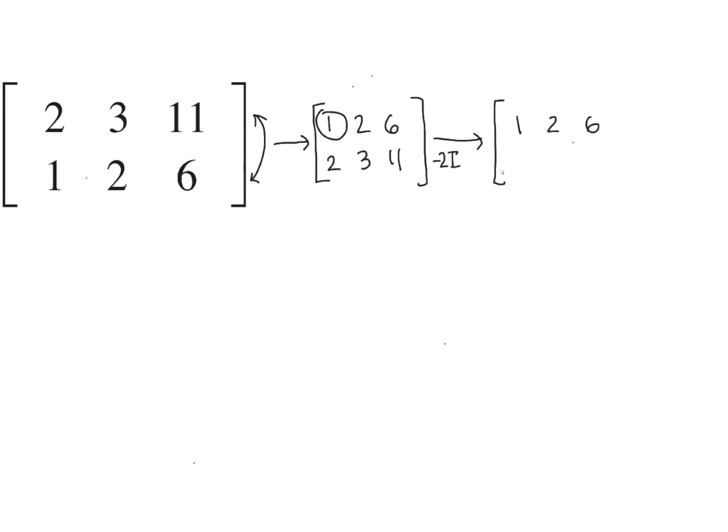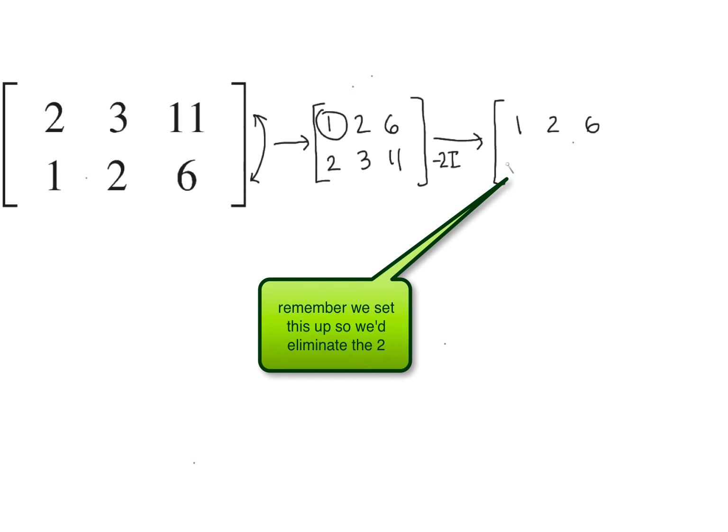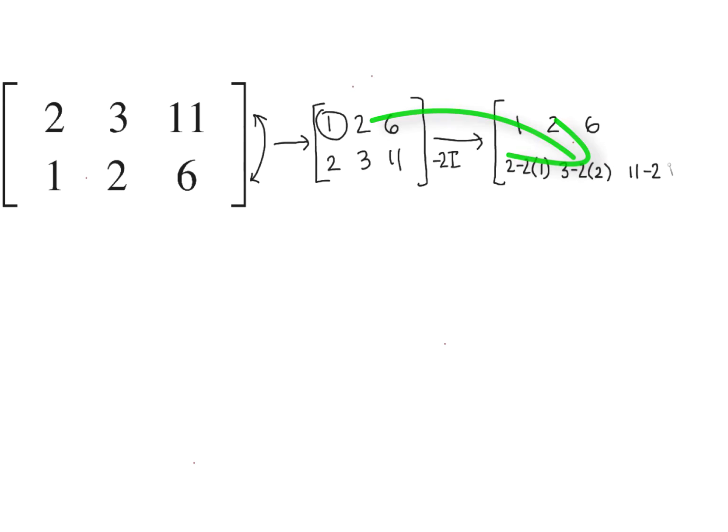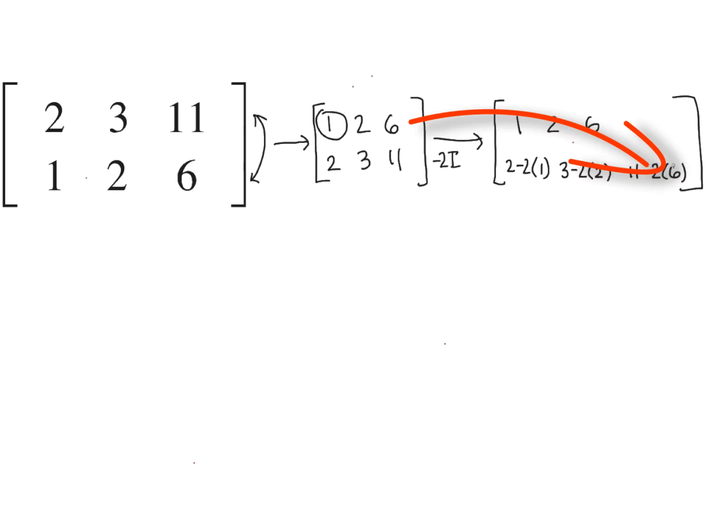So we do this, and by design, this must be a 0, right? Because what we said is 2 minus 2 times that. Well, let me just do it the long way so you'll see. So we're saying 2 minus 2 times row 1. And then this is 3 minus 2 times row 1. And this is 11 minus 2 times row 1. Makes sense? I guess I should move those numbers up here so that they'll all be in the same.